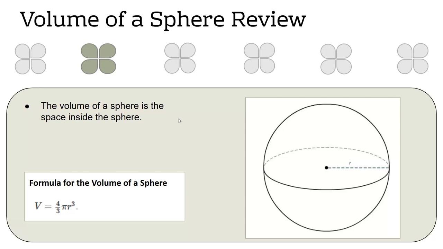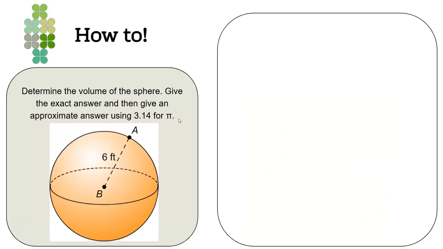Let's review volume of a sphere. The volume of a sphere is the space inside the sphere. The formula for volume of a sphere uses 4/3 times pi, r for the radius, cubed. So that means we're going to take the radius and multiply it by itself 3 times. In this example, we're going to determine the volume of this sphere. We're going to give the approximate answer as 3.14 for pi.